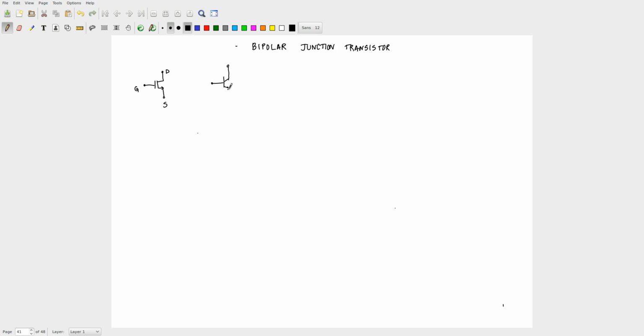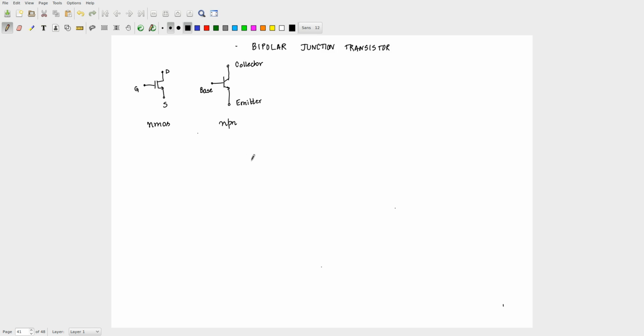Many of you have already used the bipolar junction transistor. So, corresponding to the gate, the terminal is called the base. Corresponding to the drain, it is called the collector. Corresponding to the source, it is called the emitter. Okay. So, this is your NMOS device and this is the NPN BJT.